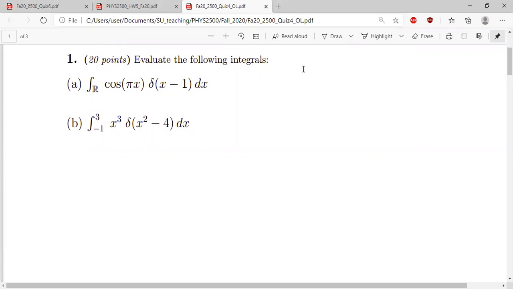So here we have some function, an integral evaluated over the entire real line, but the delta function is x minus 1. So nothing sneaky about that. That's just equal to the value of the function at x equals 1, where the argument of the delta function vanishes. So that's cosine of pi times 1, which is cosine of pi, which is minus 1.